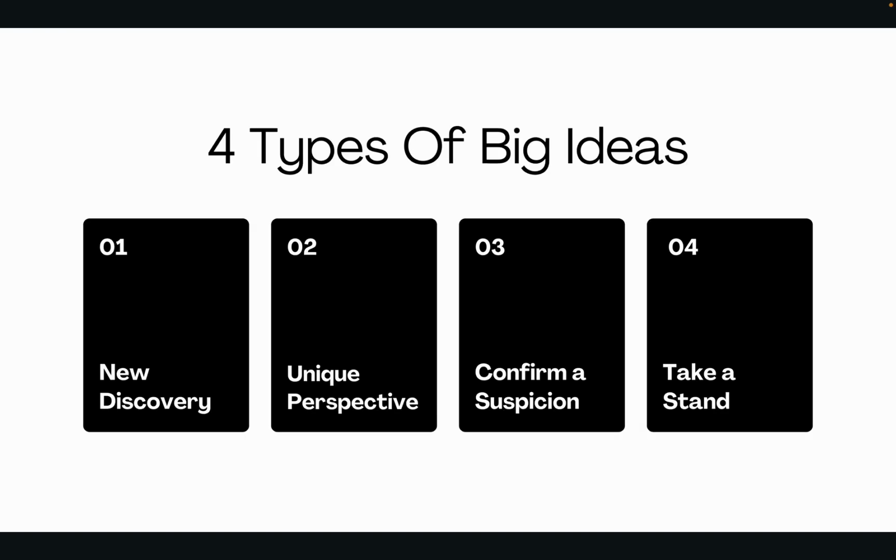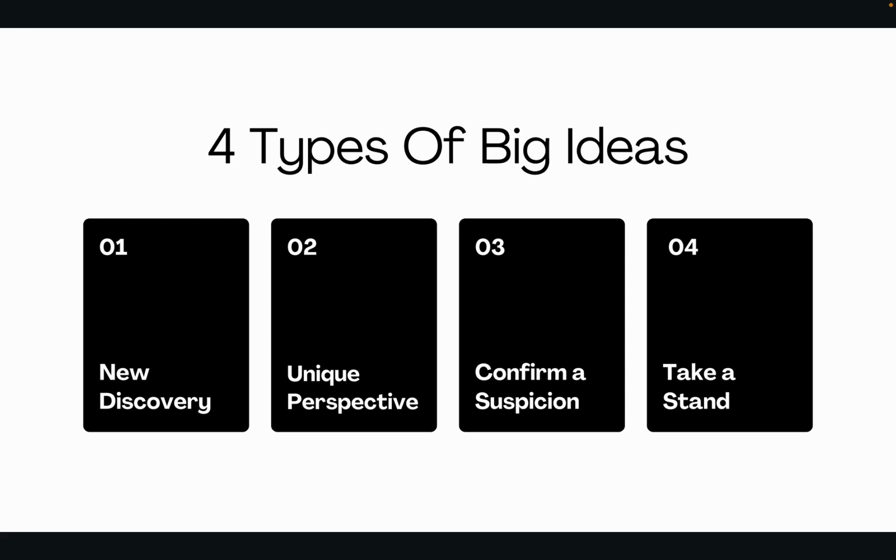Now, there are four types of big idea. Okay, so that means there are four buckets of big ideas. So if you bring great ideas, they'll fit into these four buckets. You can pretty much sort them into these four buckets. So we have a new discovery, unique perspective, confirm a suspicion, and take a stand. So these are four different ways that you can craft a big idea that becomes your North Star and helps you to build out a campaign that works.